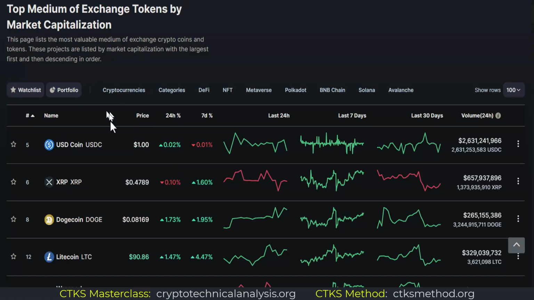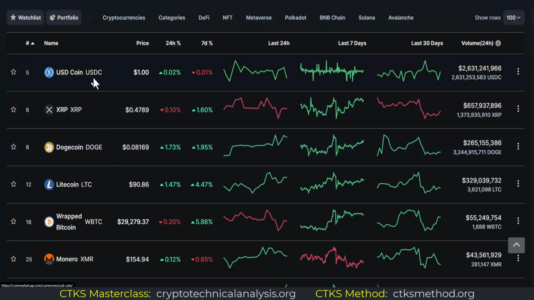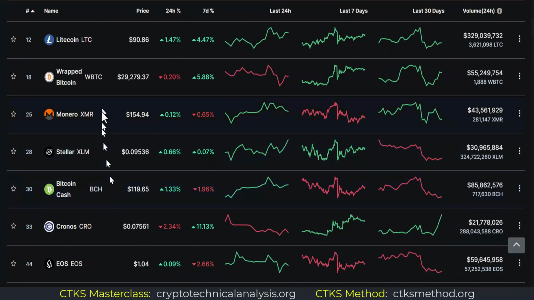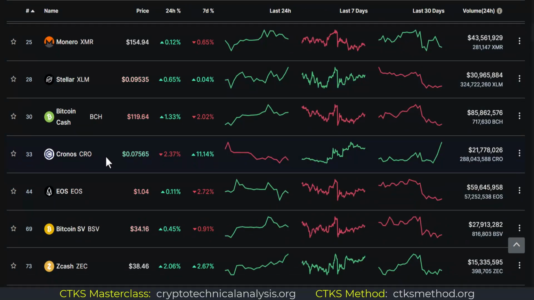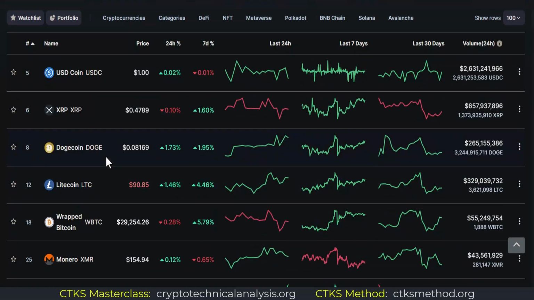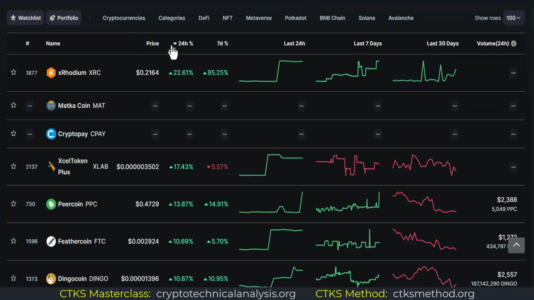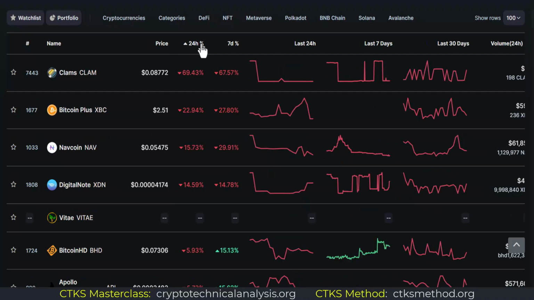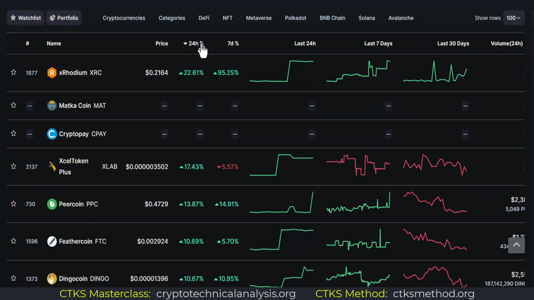As we scroll down this page, we get an understanding of the medium of exchange tokens: XRP, Doge, Litecoin, Wrapped Bitcoin, Monero, Stellar, Bitcoin Cash, Cronos. But there's something that you can do here to figure out which is better or which has the most investor attention. You can just click up and down this 24-hour percent.